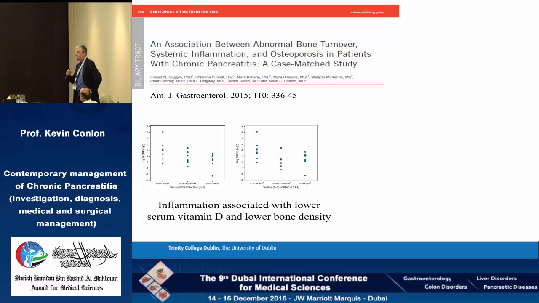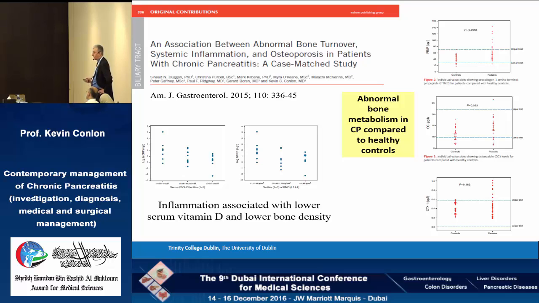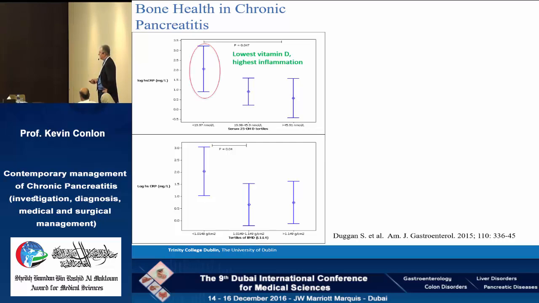So this is a paper we published last year in the American Journal of Gastroenterology. And what we found was an association between abnormal bone turnover and systemic inflammation. And we're the first group to have shown that linkage. We found that there was abnormal bone metabolism, that the bone turnover was increased. Both bone resorption and production were increased. And patients who had the lowest vitamin D had the highest inflammation, and the lowest bone density had the highest inflammation.